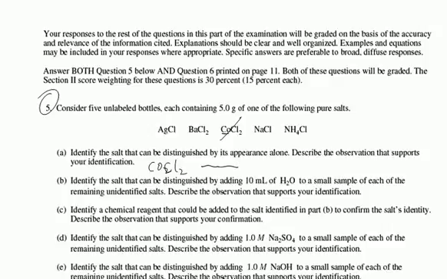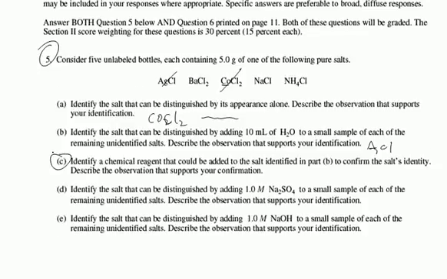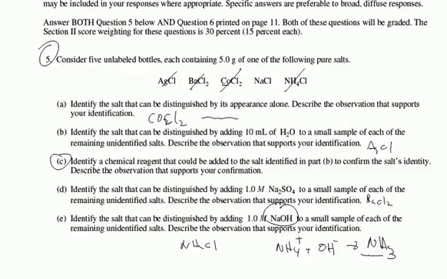I don't have enough time here in this podcast to do that. We know that AgCl can be identified by adding water because it's insoluble. We did that in the lab. I'm going to come back here to C. In D, we know that BaCl2 can be identified by adding sodium sulfate because it produces that barium sulfate insoluble product. And we know that NH4Cl can be identified by adding NaOH because the NH4 plus and the OH minus are going to produce that stinky NH3.